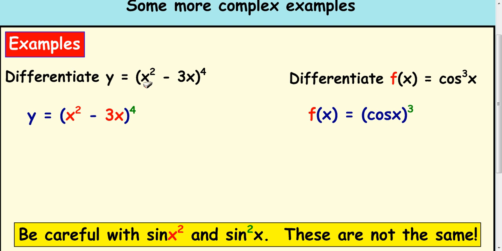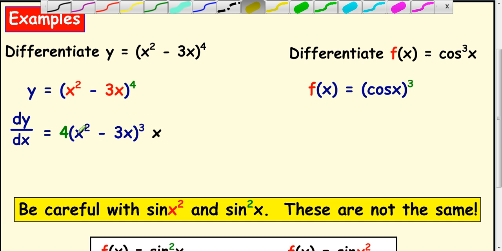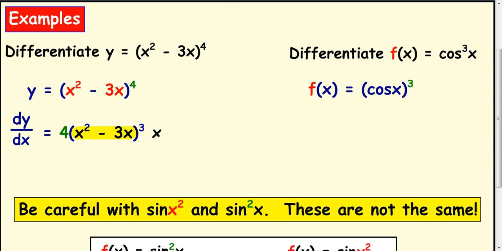Okay, let's look at this example here. y equals (x squared minus 3x) all to the power 4. So the same idea as before: multiply down by the 4, rewrite the bracket and reduce the power by 1. So this will go to this, but then we have to multiply by the derivative of the bracket here. If you differentiate x squared, you get 2x. And if you differentiate this part, you've got to take away 3.